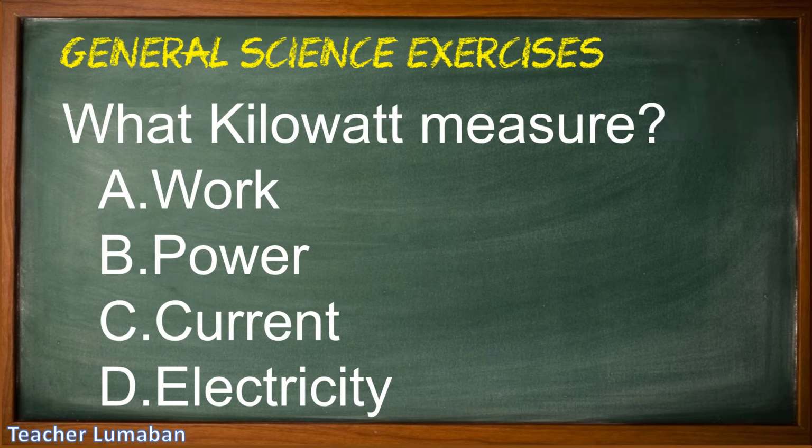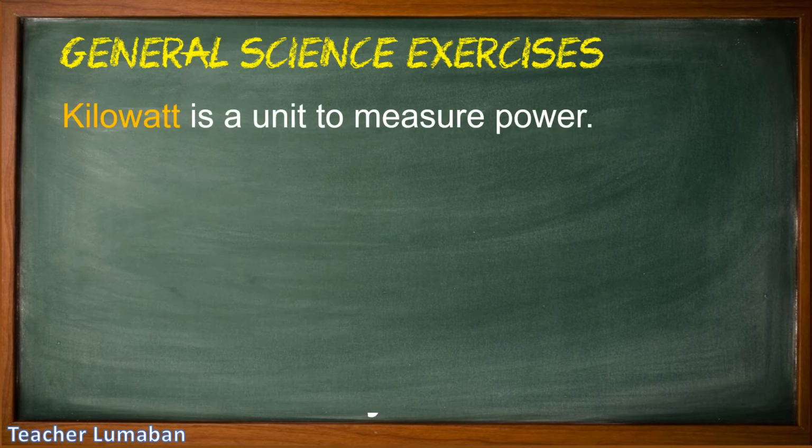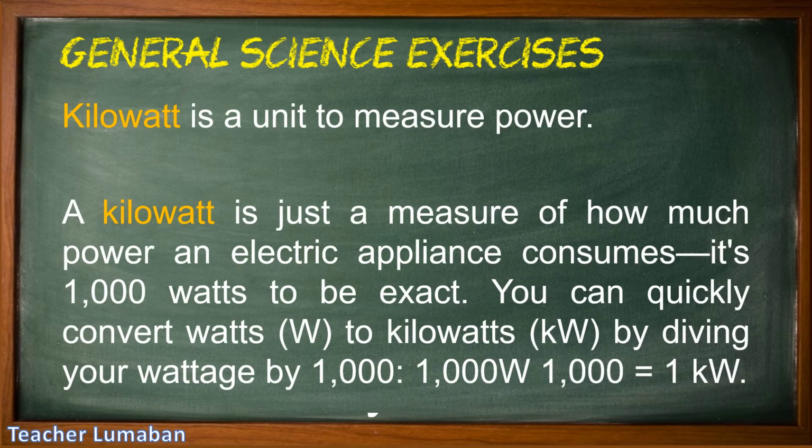The correct answer is letter B, power. Kilowatt is a unit to measure power. A kilowatt is just a measure of how much power an electric appliance consumes. It's 1000 watts to be exact. You can quickly convert watts, W, to kilowatts, kW, by dividing your wattage by 1000. 1,000 W divided by 1000 equals 1 kilowatt.